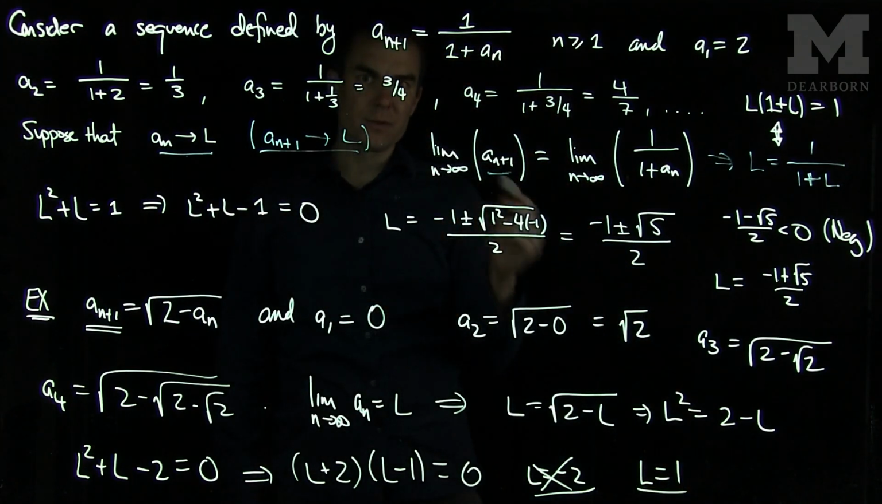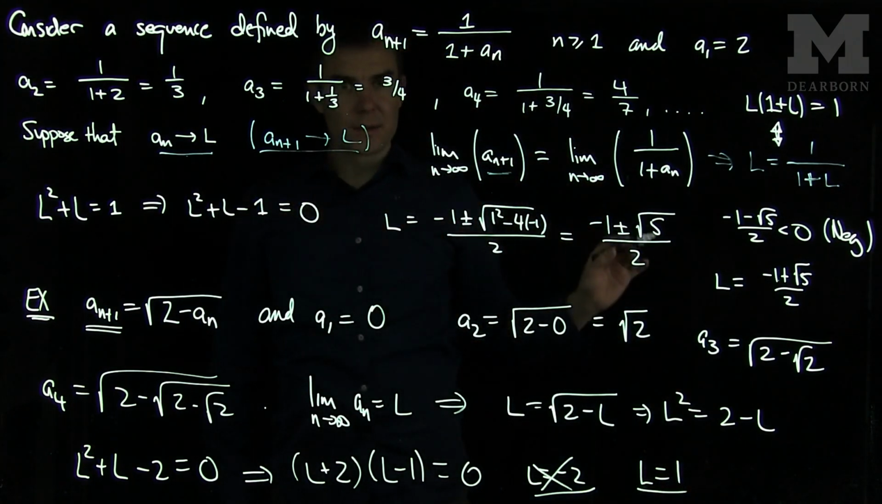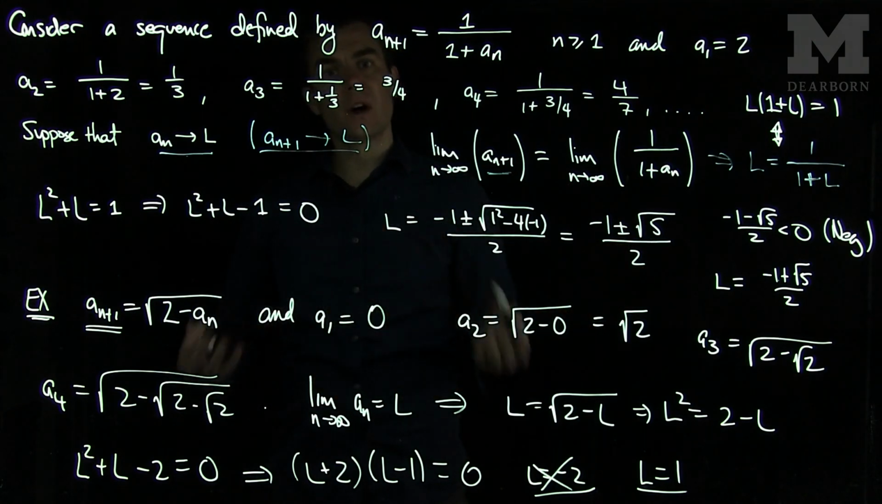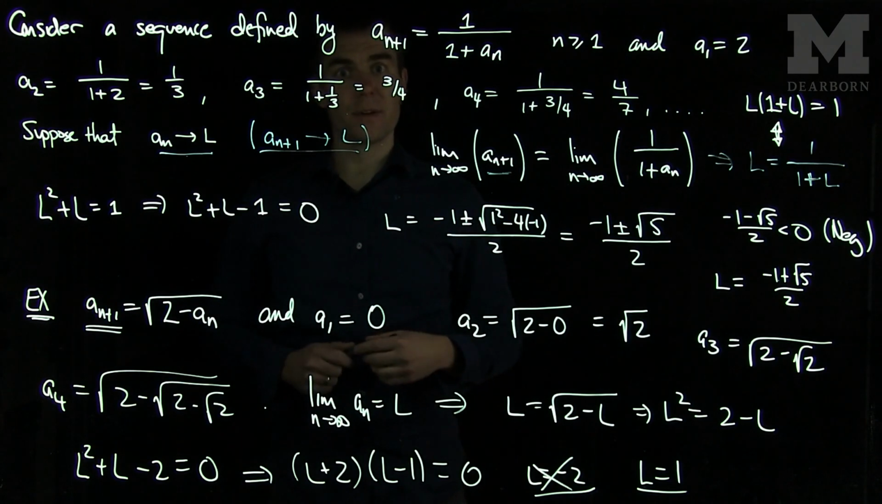So whenever I have a recursively defined sequence, I can pass to the limit and get an algebraic relationship for the limit L, and then we can solve the corresponding equation for L to find the limit of the sequence.